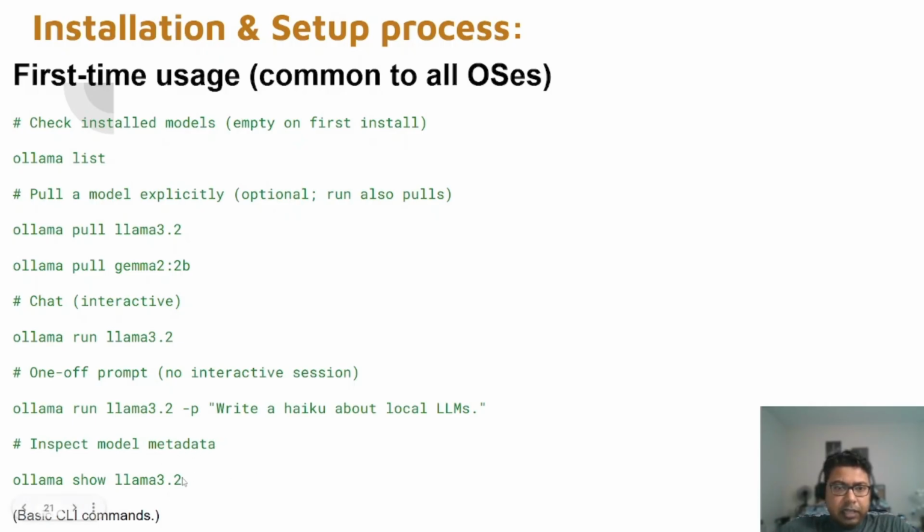And this is the way we can learn about the model we have installed or we want to install, whatever model. If we want to see the model metadata, meaning we want to know about that model, how big it is, its specifications and all, we can run ollama show with the model name and it will give us the metadata of the model.